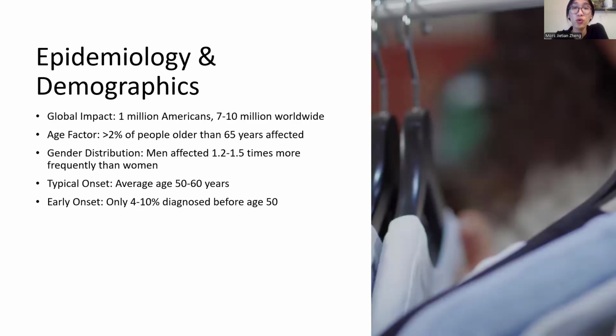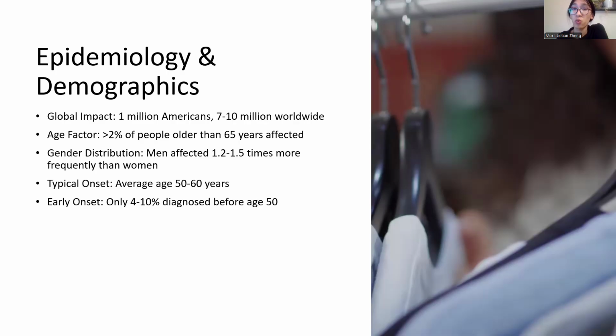Let's look at who is affected by this condition. Parkinson's disease has a substantial global impact, affecting approximately 1 million Americans and an estimated 7 to 10 million people worldwide. Age is a significant factor. More than 2% of people older than 65 years are affected by this condition. There are also notable gender differences.